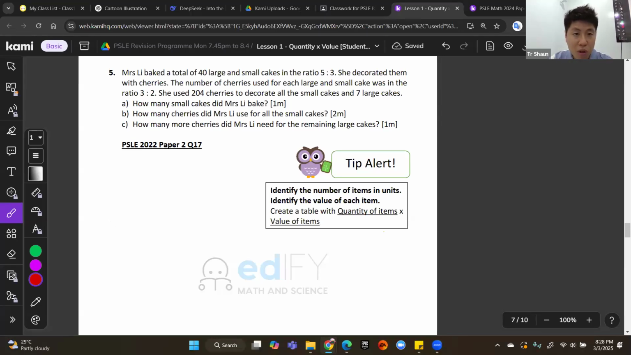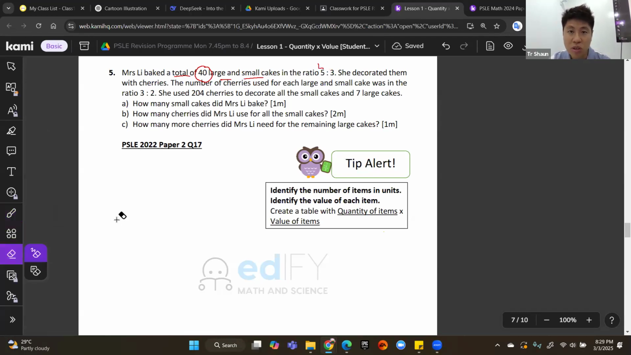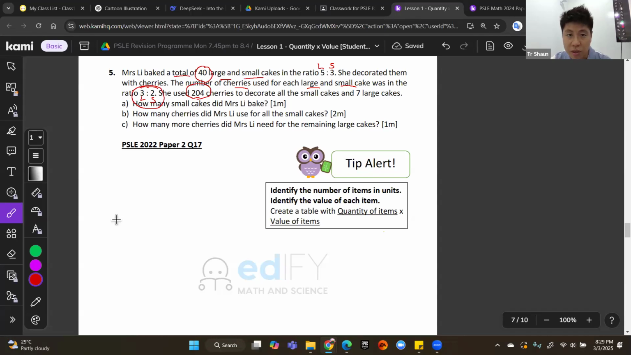Mrs. Lee baked 40 large and small cakes. So this is the total. We can see that this is the total small and large cakes in the ratio 5 to 3. So large is 5, small is 3. Okay, she decorated them with cherries, and the number of cherries used for each large and small is in the ratio of 3 to 2. Okay, and she said she used 204 cherries to decorate all the small cakes and 7 large cakes.